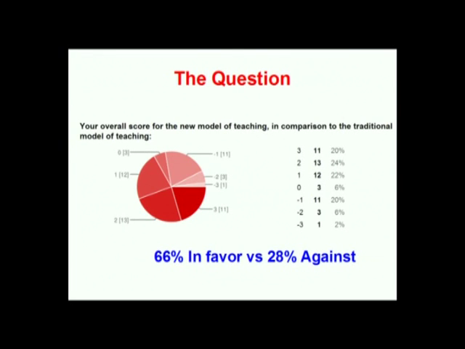Okay, this is the question which I'm sure everyone wants to see. What is your overall score for this new model of teaching in comparison to the traditional model of teaching? 0 means they're at the same level, 1, 2, 3 means the flipped classroom model is better, 3 means best, and negative means they didn't like it that much. As you can see, I've removed the 0, the neutral people. So there are 66% in favor versus 28% that were against this model of teaching. So that's the student's perspective.